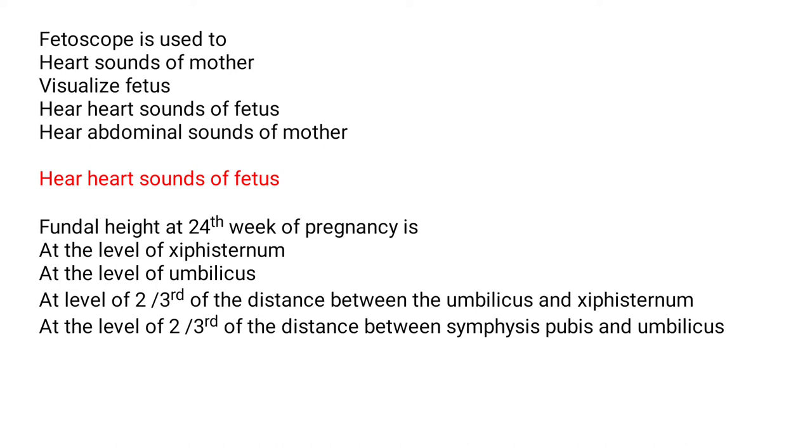Coming to question number 2, fundal height at 24th week of pregnancy is at the level of xiphisternum, at the level of umbilicus, at the level of 2/3 of the distance between the umbilicus and xiphisternum, and last option is at the level of 2/3 of the distance between symphysis pubis and umbilicus. And the answer is at the level of umbilicus. So fundal height at 24th week of pregnancy will be at the level of umbilicus.